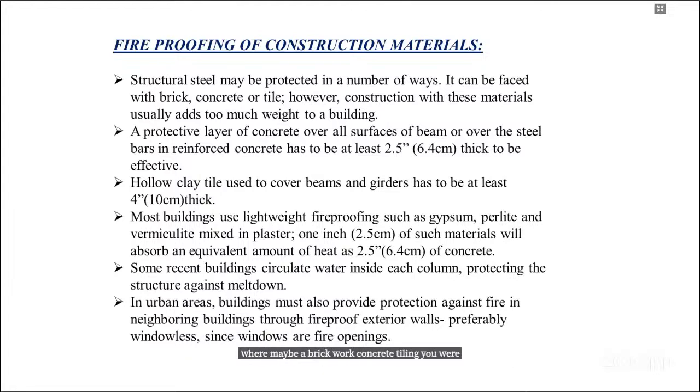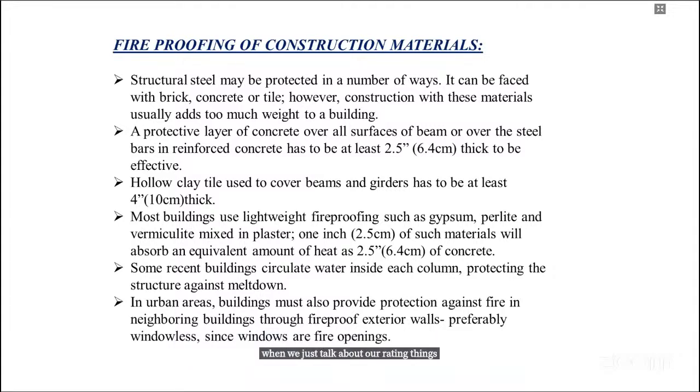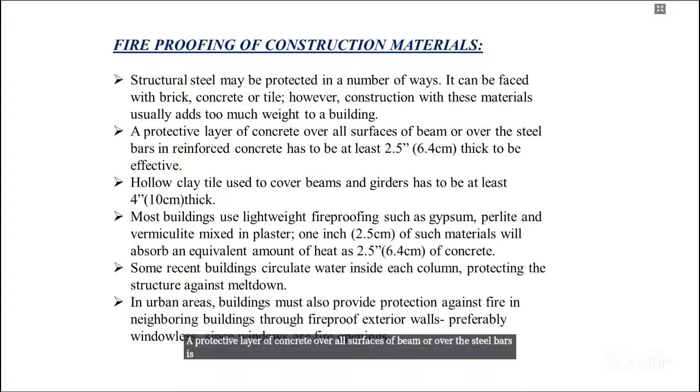Construction with these materials adds too much weight to a building. So these types of non-combustible materials are very much required and carry weight when we talk about our ratings and fireproofing. A protective layer of concrete over all surfaces of a beam, or over the steel bars in reinforced concrete, has to be at least 2.5 inch, 6.4 centimeter thick to be effective.